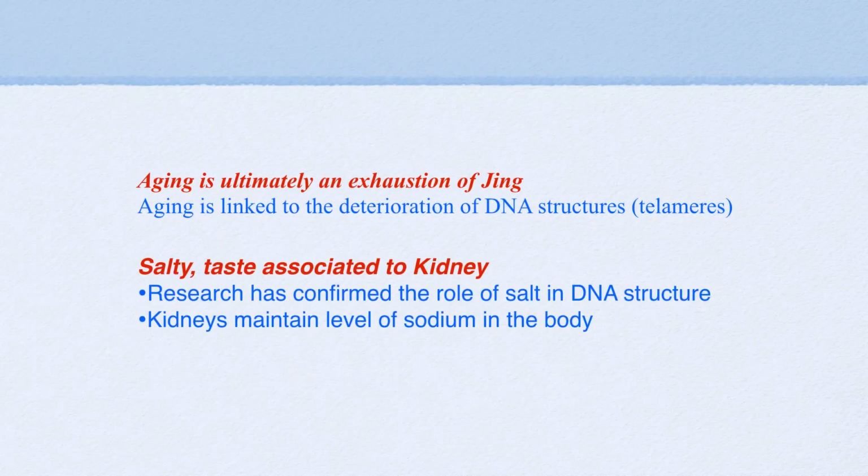Chinese medicine says aging is ultimately an exhaustion of Jing. On the modern front, aging is linked to the deterioration of DNA structures, and in particular the telomeres. There's been a lot of research, and new supplements have come out from that research in the last 10 years or so. So, again, complete correlation between Chinese medicine and modern research.